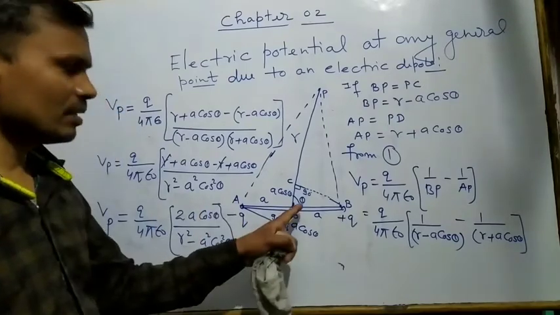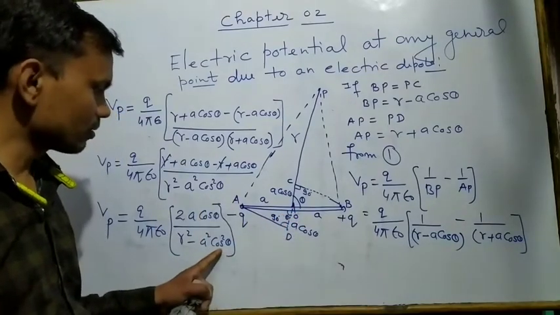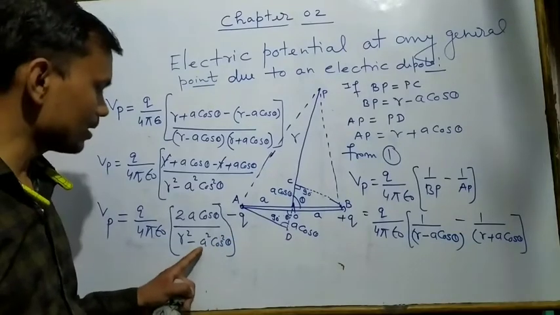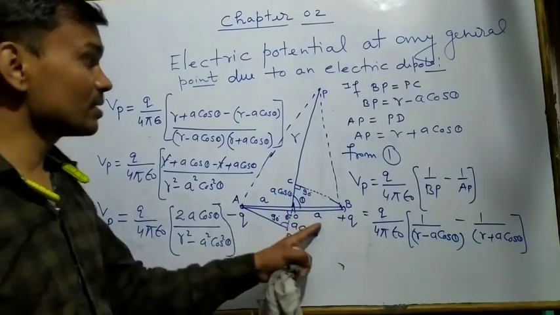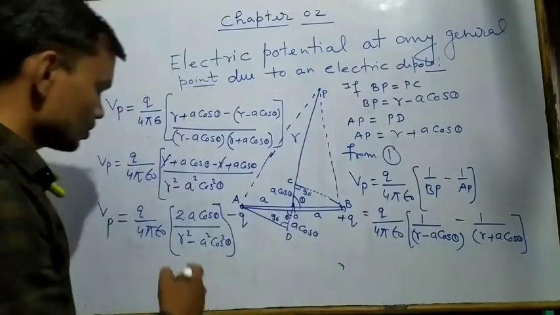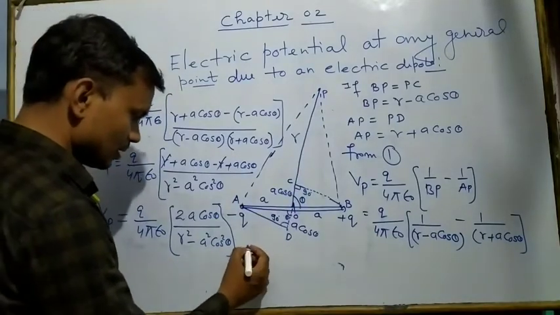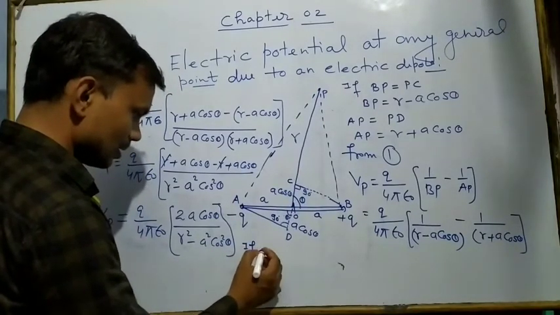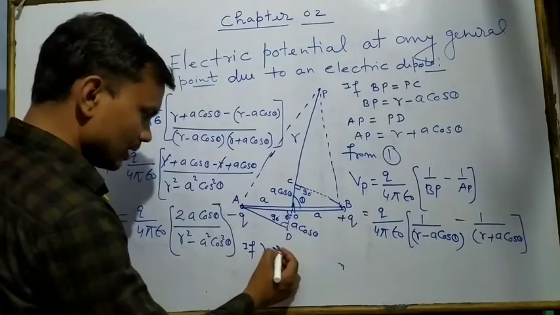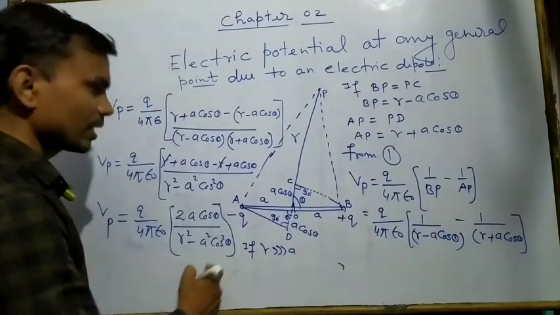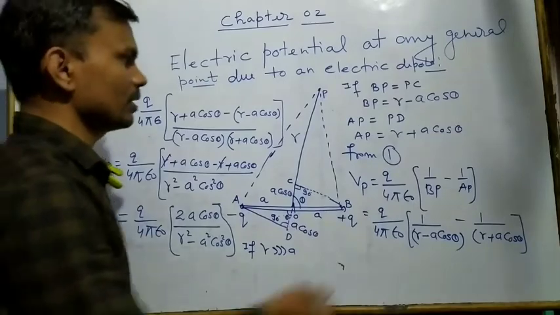Here if you see, if this angle is small, then the value of cos square theta is very small. And if A is very small in comparison to the distance R, that is, if R is very much greater than A, then this term we can neglect. After this, you have to see what we will get.